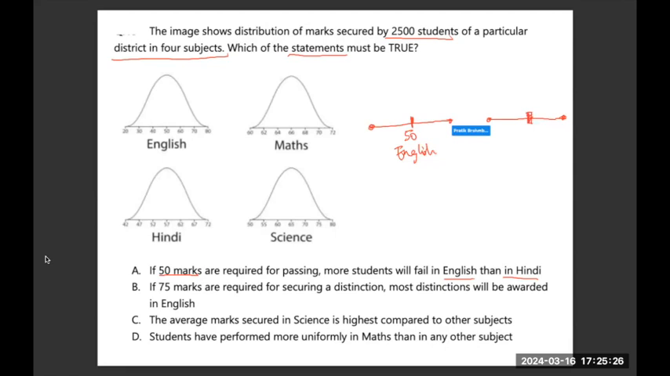Just 1 second now, let me complete this. English, maths, Hindi, and science. Just make the small diagram in your sketchbooks where you write the middle value, which is the average. We'll write all the middle values. English is 50, maths is 66, Hindi is 57, science is 65.